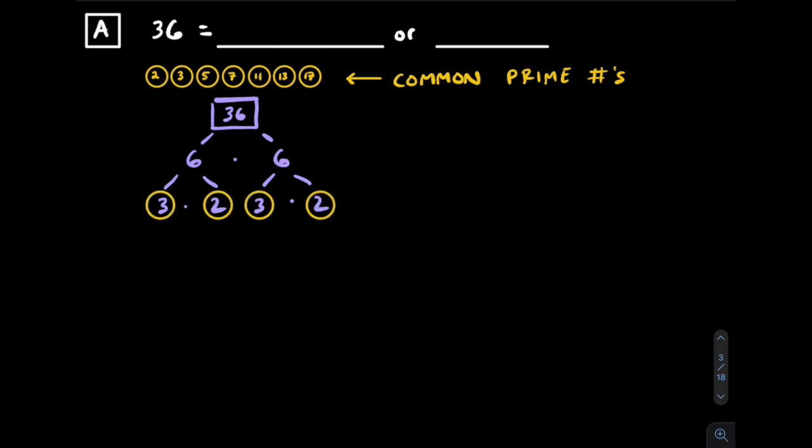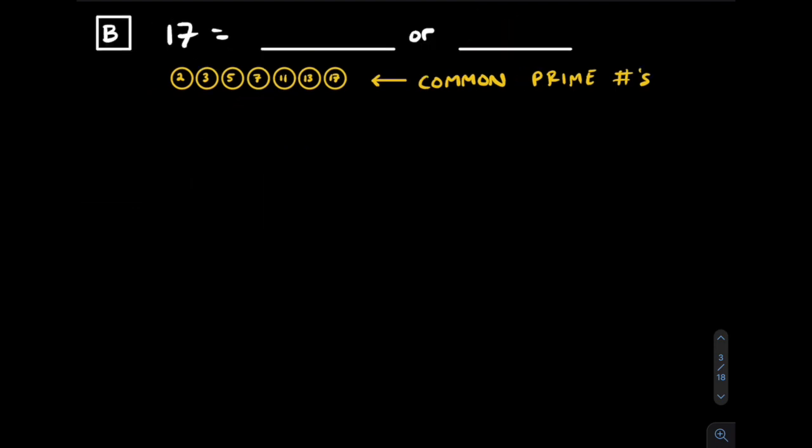Here's how we circle the prime numbers. The product of these circled numbers, or these prime factors, is going to equal 36. To write our prime factorization for 36, we can write it as 2 times 2 times 3 times 3. If you want to use exponents, you could say 2 to the second power times 3 to the second power.